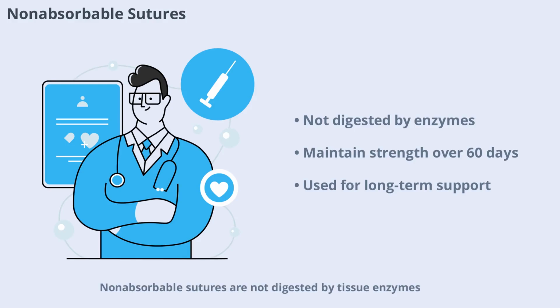Non-absorbable sutures are not digested by tissue enzymes and remain encapsulated or walled off in the body. These sutures maintain their tensile strength for more than 60 days, making them suitable for situations requiring prolonged support, such as skin closure or cardiovascular repairs. Non-absorbable sutures can be made from natural, synthetic, or metallic materials, each offering unique advantages. Their durability ensures that the wound remains securely closed until healing is complete.